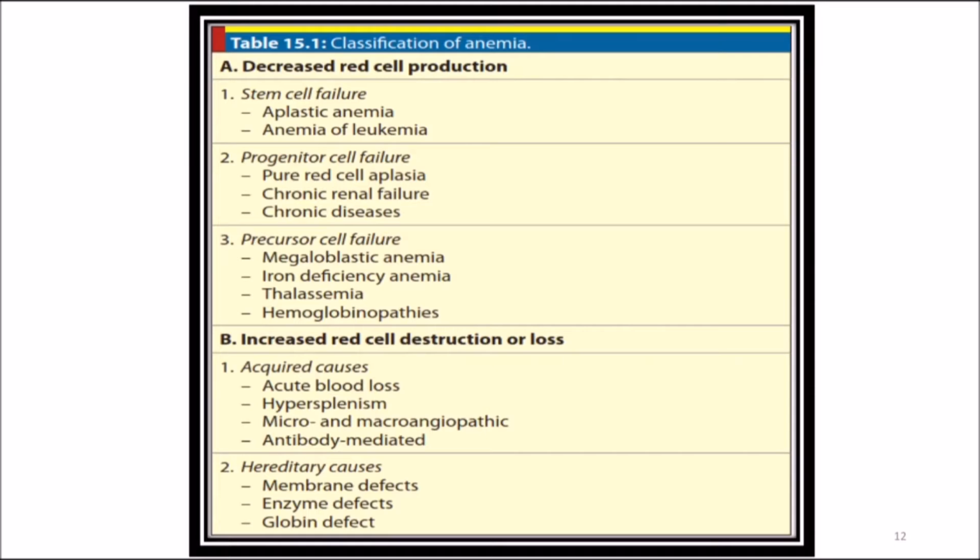The second categorization is increased red cell destruction or loss. It can be due to acquired causes or hereditary causes. The acquired causes can be acute blood loss, hypersplenism, antibody-mediated causes, and micro and macroangiopathy. The hereditary causes can be due to membrane defects, globin defects, or enzyme defects. So there are several causes of anemia based on decreased red cell production or increased red cell destruction.